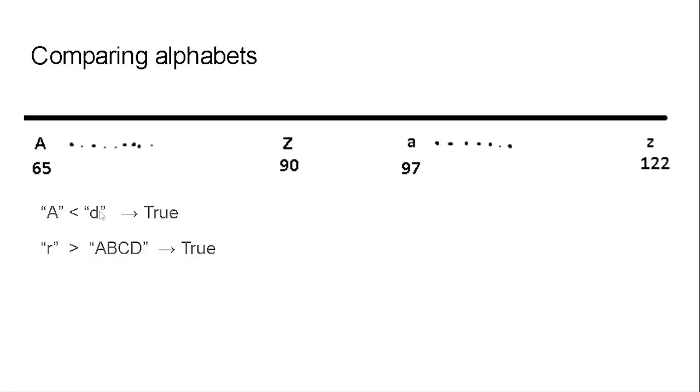When you compare two strings, the first alphabet is compared with the first alphabet. So capital A is less than small d based on the ordinal value, so this statement becomes true. Now check this: small r is greater than capital A, B, C, D. Compare r with the first alphabet, capital A. Capital A is smaller, whereas small r is bigger, so it returns true. This is how alphabets, that is strings, are compared using relational operators.